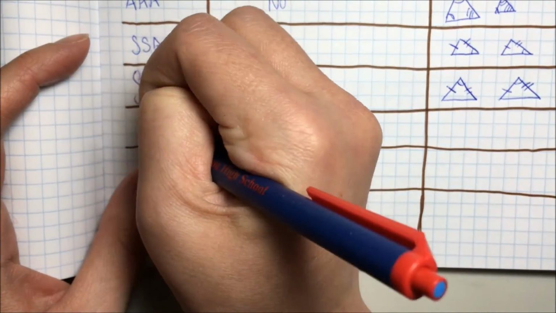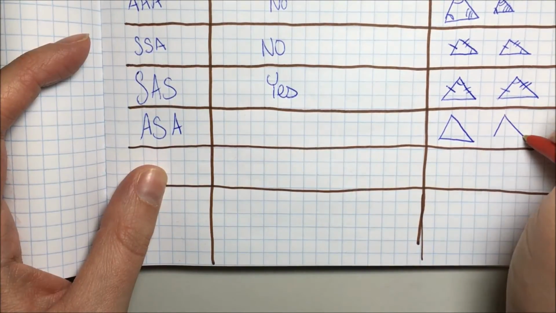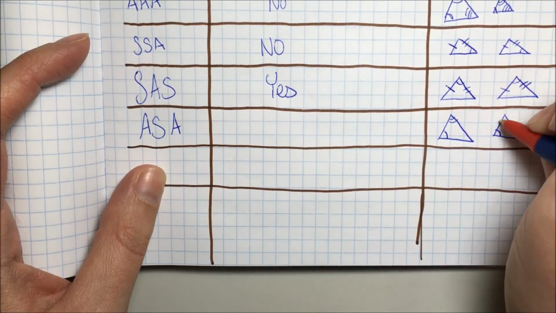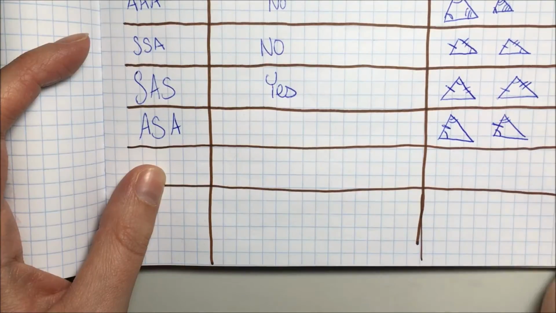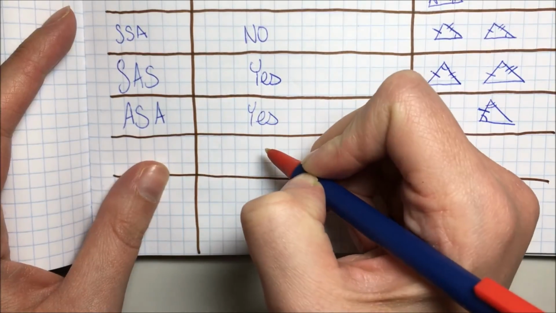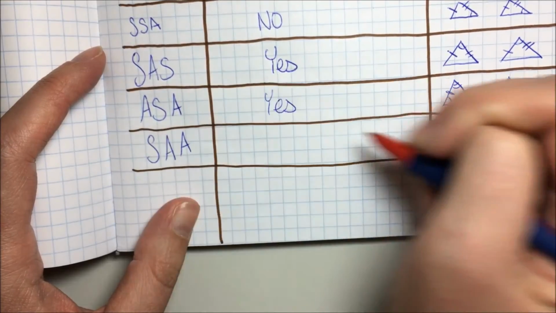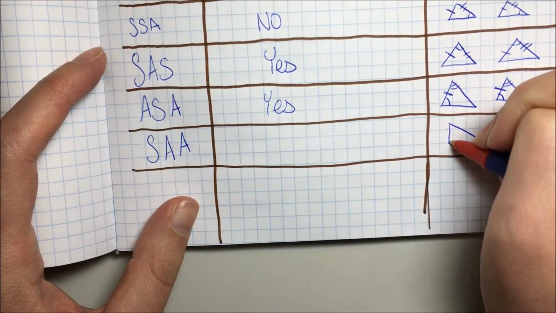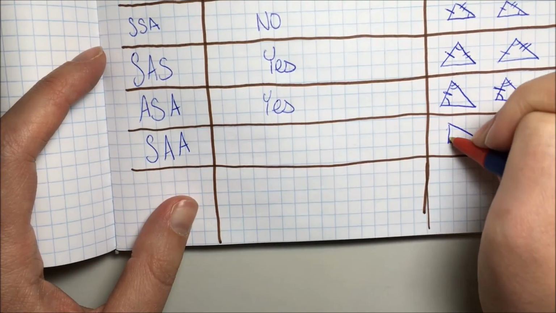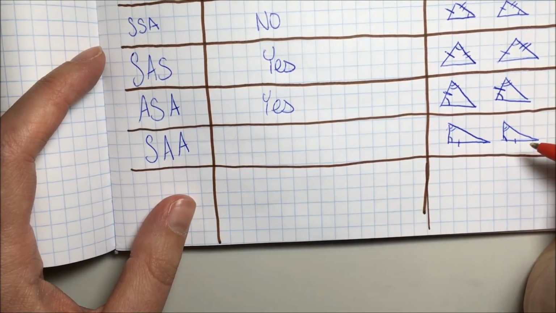Angle, side, angle is another variation on this. What this means is that I'll have one pair of angles that are congruent, and then another pair of angles that are congruent, and then the side in between them will be congruent, and that's enough information to prove congruence. And then the last one is side, angle, angle. And this is also actually enough to prove congruence.